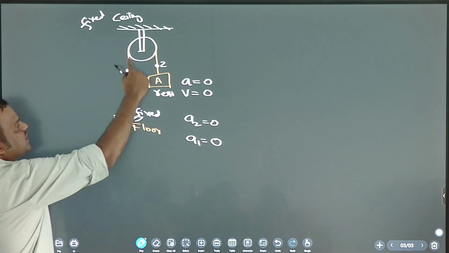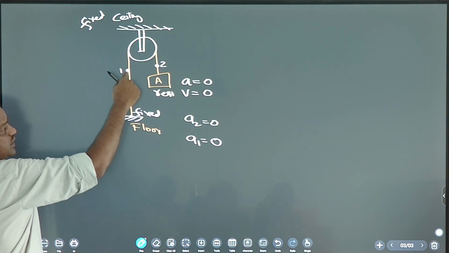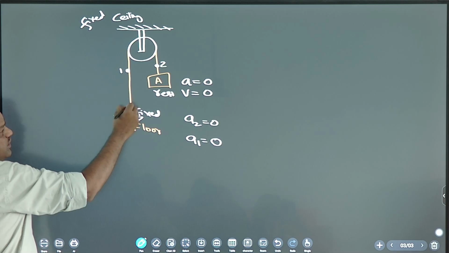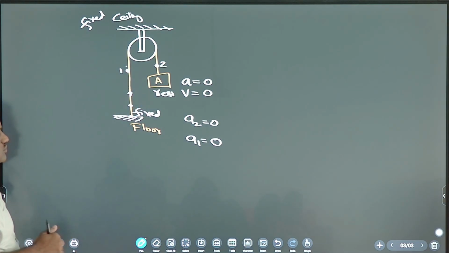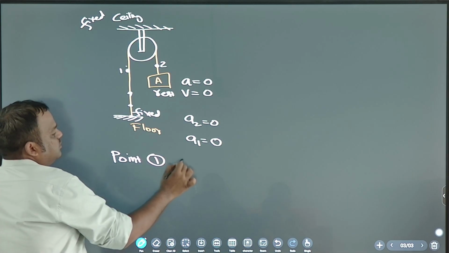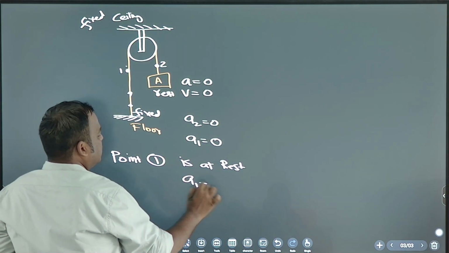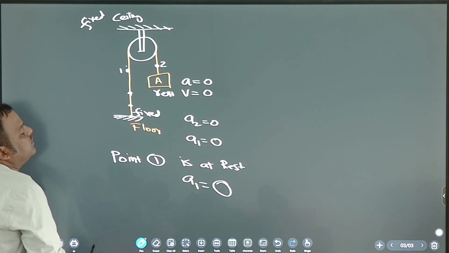So if the string is connected to floor, correct? So the point has 0 acceleration. This point, this point, this point, all these points are at rest. Correct? So point 1 is at rest. So acceleration of 1 is 0. Note down. Acceleration of 1, 0.